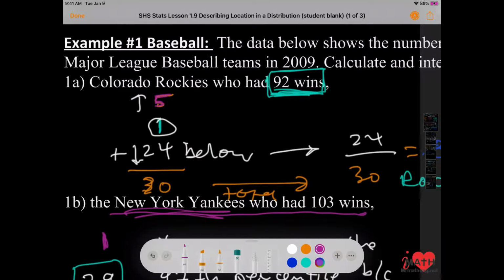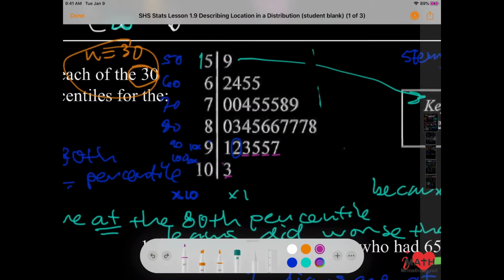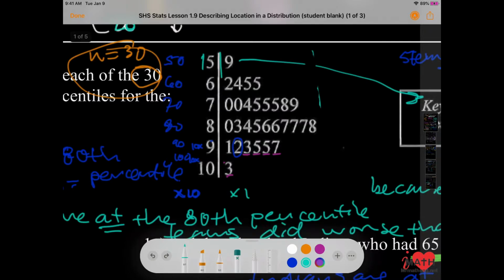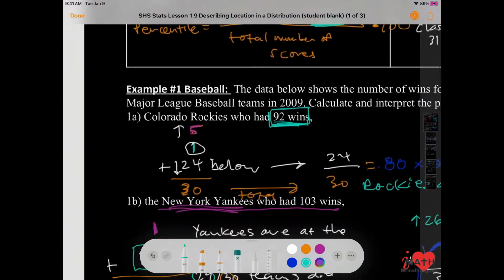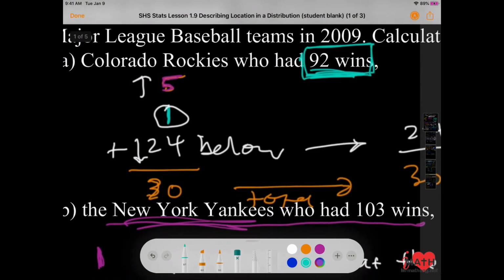Okay, the 1 here represents the Colorado Rockies, and then if you count all of these numbers here in blue, right, 59, 62, 64, if you count all of those numbers, that's 24 teams. So this is how I think of it. Here's the Colorado Rockies. There's 5 teams above them. That means there's 25 teams below them, which equals the 30 teams in the Major League Baseball, which means there are 24 teams below them.